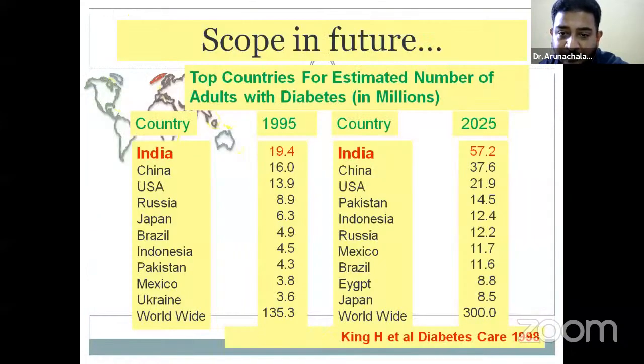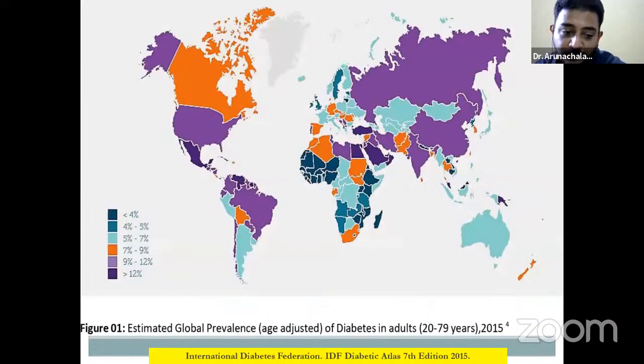So what about the country-wise scenario? If you see, India is leading currently, as well as in 1995, India was leading China, which has a marginally bigger population than us. We are leading them by a marginal ratio, but in 2025 the forecast says that the gap between India and the second country is going to increase, and India is going to become the capital of the diabetes population. So this is an alarming situation in India. We are already the capital of diabetes, and we are going to worsen further.